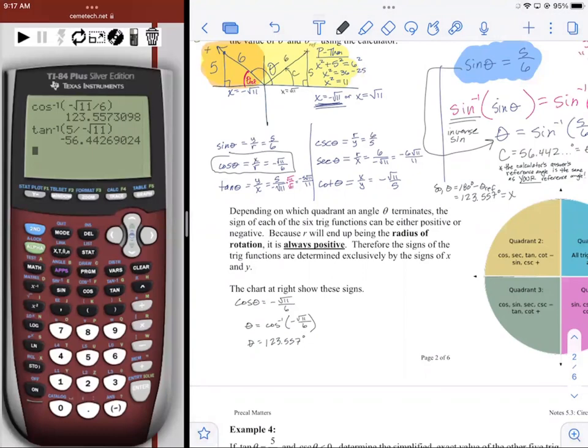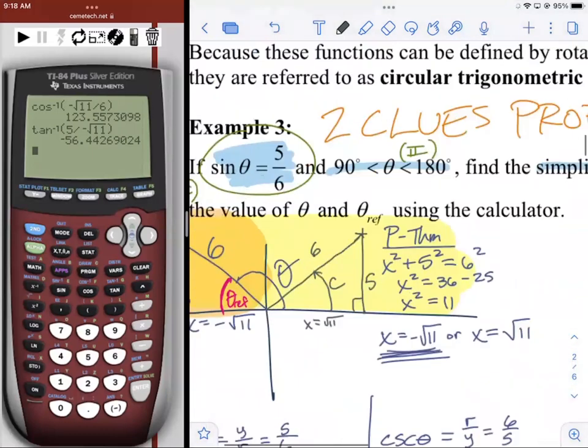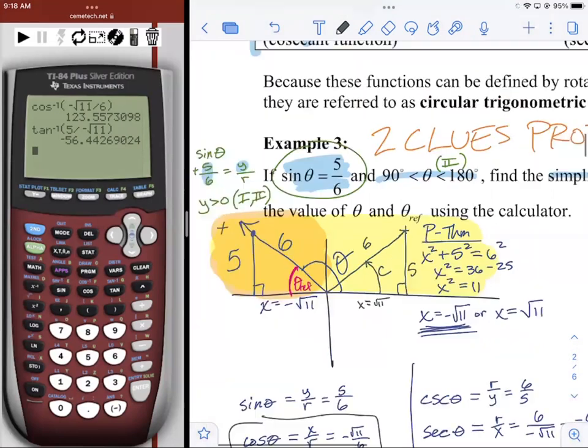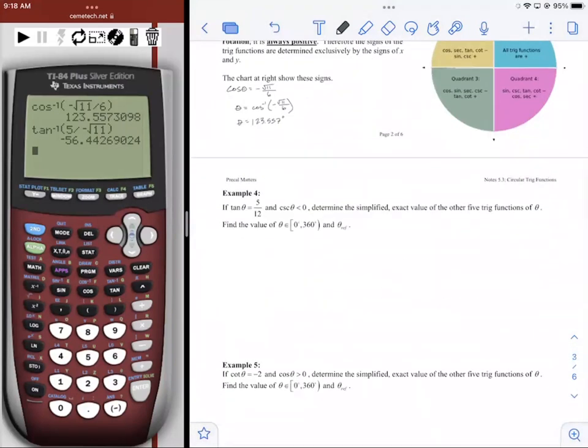Yeah. All right. Now that was an easy one in terms of identifying the quadrant in which it lived, because clue number 2 was basically a confession, right? So let's jump down to example 4. Example 4 and 5 are done exactly the same way once we identify the quadrant in which it lives. The only difference is the second clue is a little more esoteric.